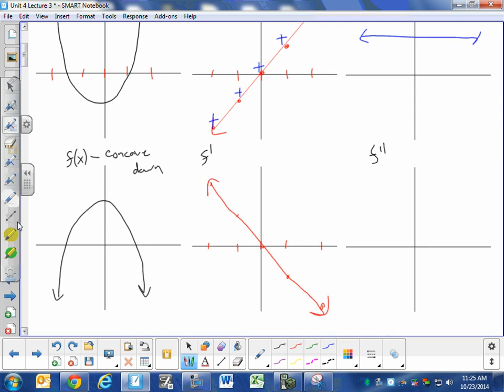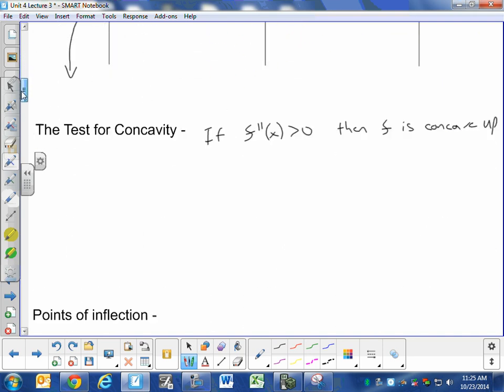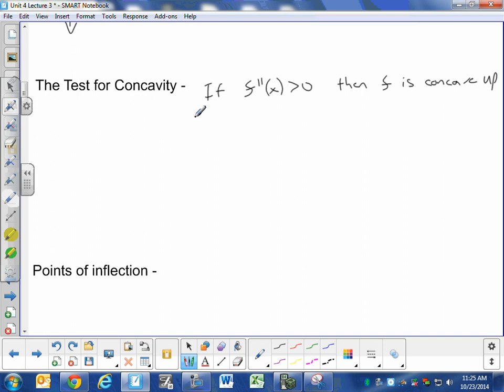And then we take the derivatives of this. We got negatives, negatives, negatives, negatives, negatives. The graph of f double prime, given that the graph of f is concave down, is all negative. There's your second one. If f double prime is negative, then f is concave down on that interval.